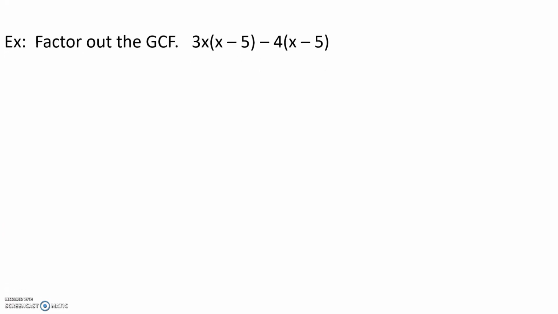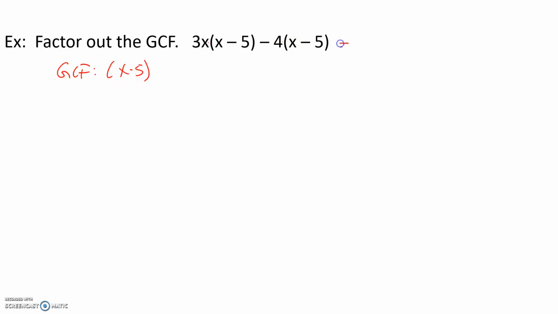Here's another example. Factor out the greatest common factor. The factors of the first expression are 3x and x minus 5. The factors of the second expression are 4 and x minus 5. Notice they both have a common factor of x minus 5. So the greatest common factor will simply be x minus 5.